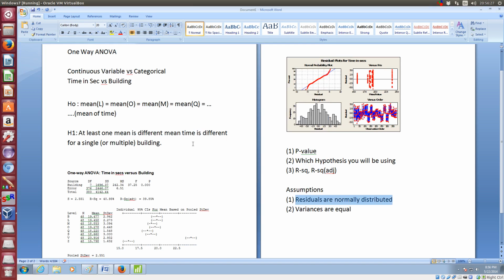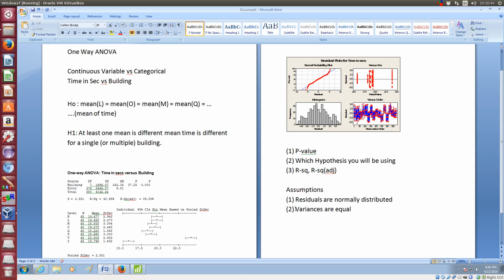Okay, so in terms of how you identify whether or not the residuals are normally distributed, it's just basically interpreting these graphs. Also, we want to have a random distribution of all of these. We don't want to see a pattern within the residuals versus the observation order.